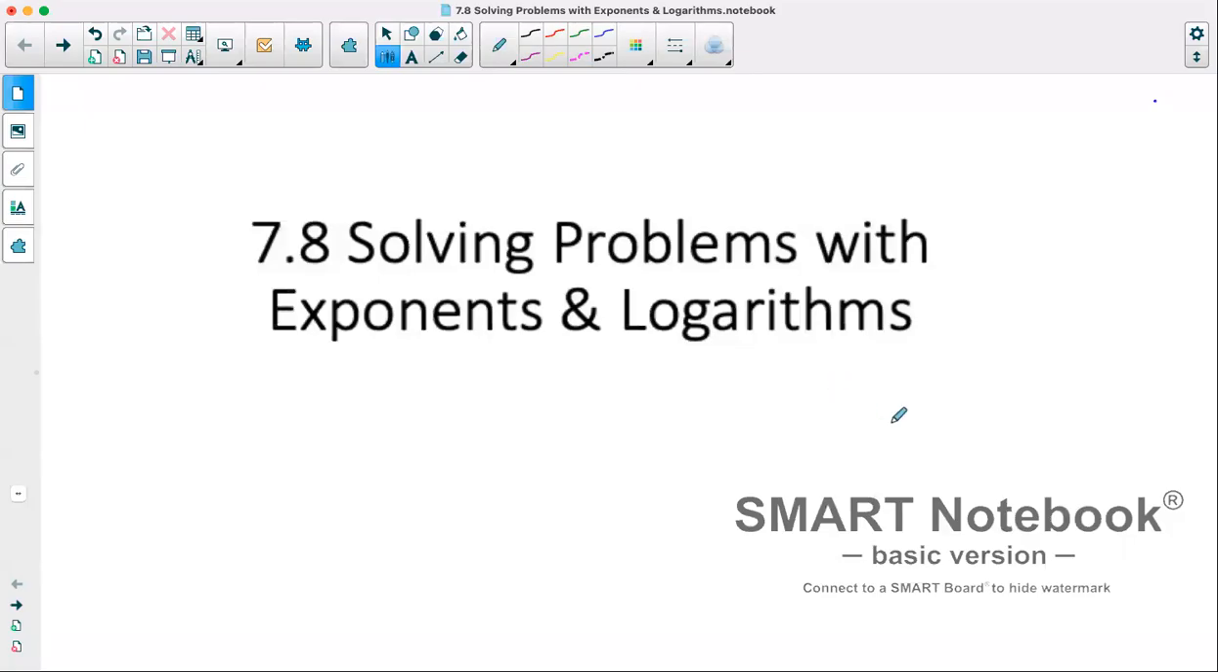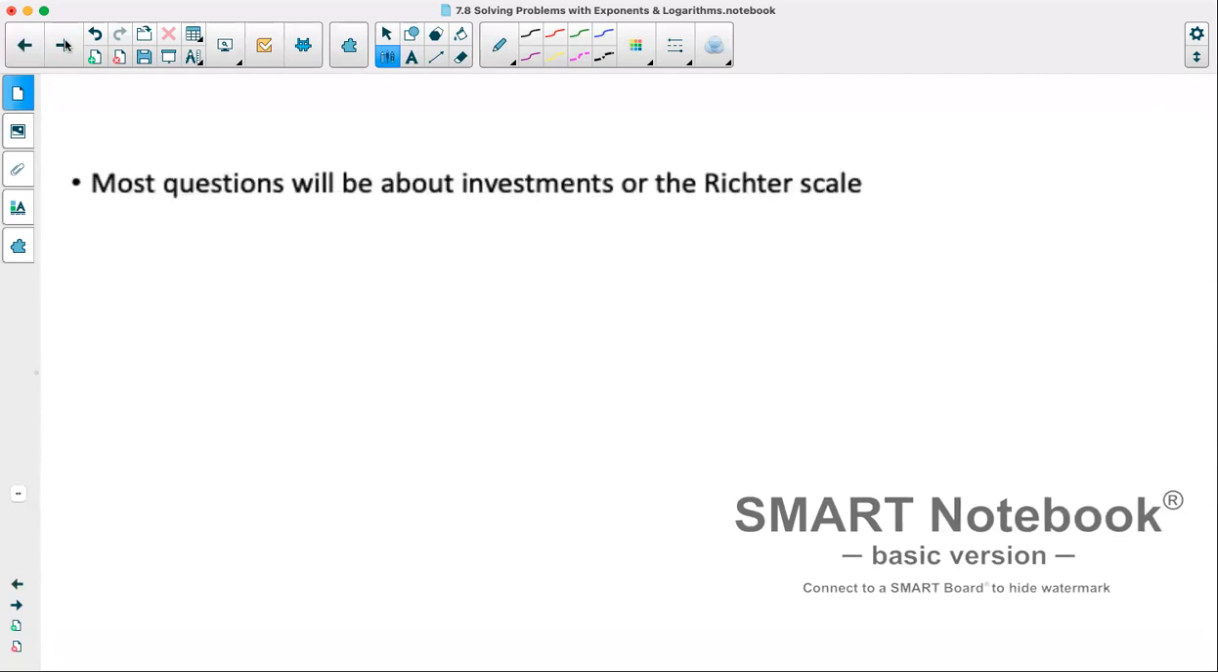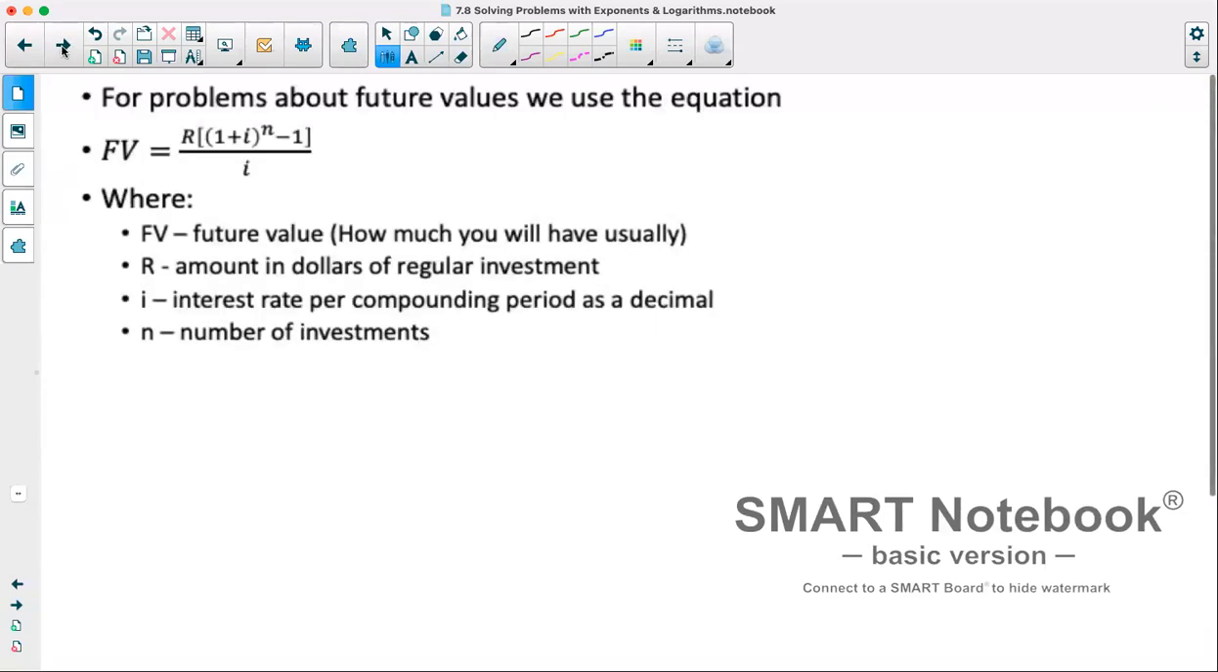Hi, today we are looking at section 7.8, which is solving problems with exponents and logarithms. So we'll be looking at some real world formulas and utilizing what we have learned so far in this chapter to help solve for various parts of formulas. Most questions will be about investments or the Richter scale or the pH scale.